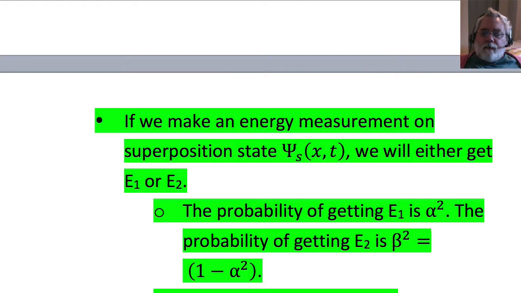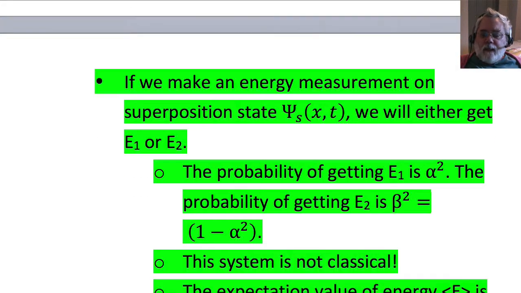If we make an energy measurement on the superposition state, psi sub s, we will either get energy eigenvalue E sub 1 or energy eigenvalue E sub 2. We will not get any other energy. You get one or the other. The probability of getting E sub 1 will be alpha squared. The probability of getting E sub 2 will be beta squared, equals 1 minus alpha squared.